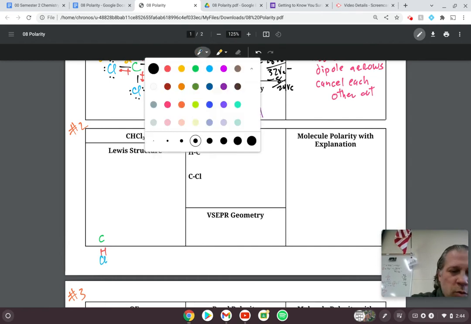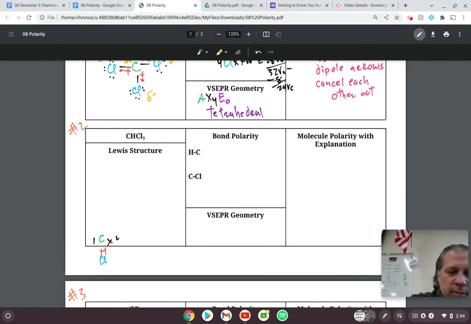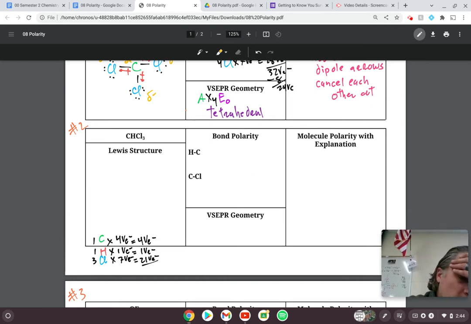So in this problem, there's one carbon times 4 valence electrons, one hydrogen times 1 valence electron, and 3 chlorines times 7 valence electrons. So let's see, 21 and 1 is 22, and 4 is 26 valence electrons.